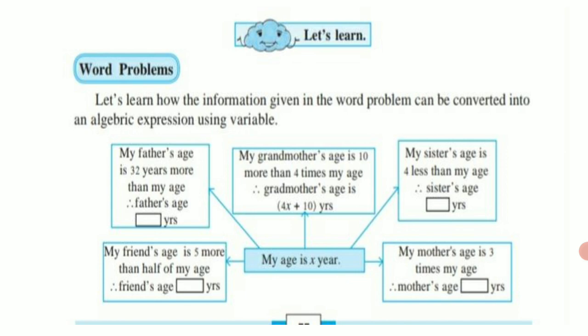My sister's age is 4 less than my age. Sister's age is x minus 4. My mother's age is 3 times my age. Mother's age is 3x. My friend's age is 5 more than half of my age, that is x upon 2 plus 5.